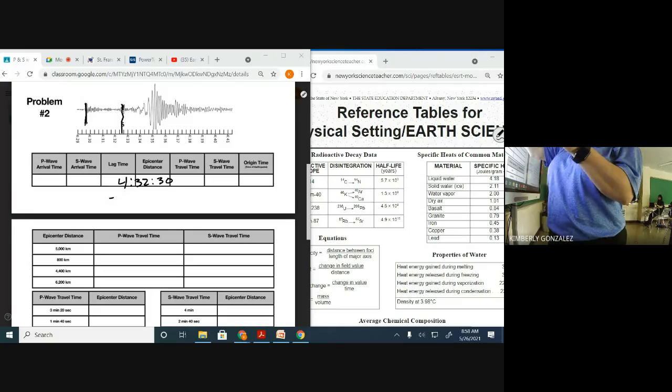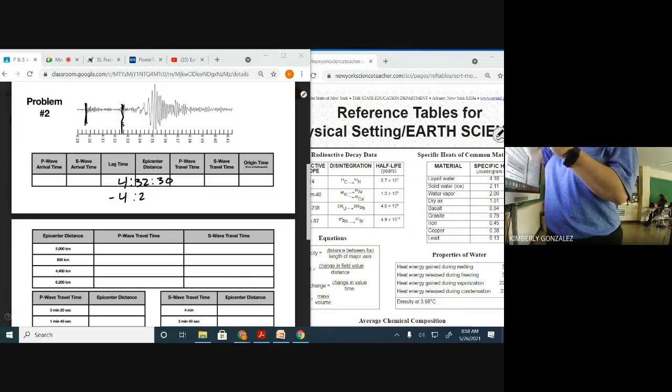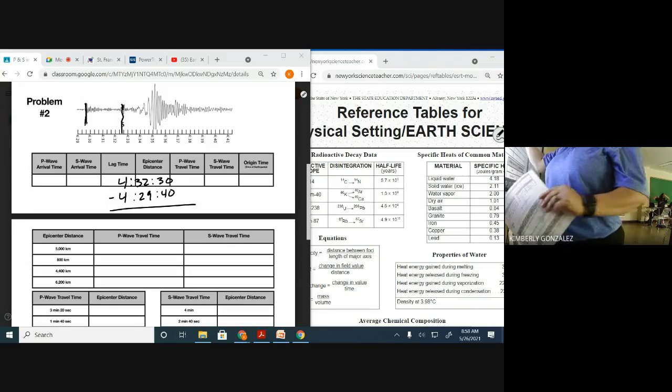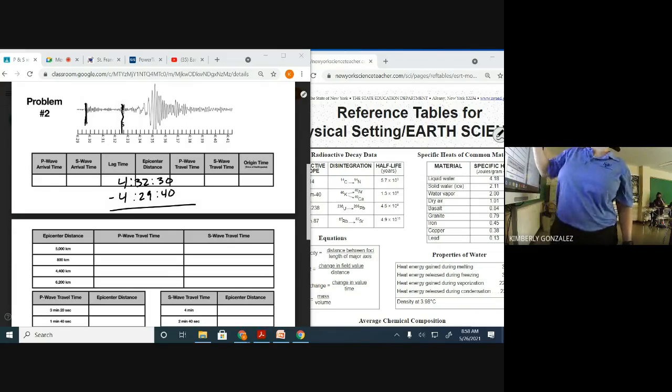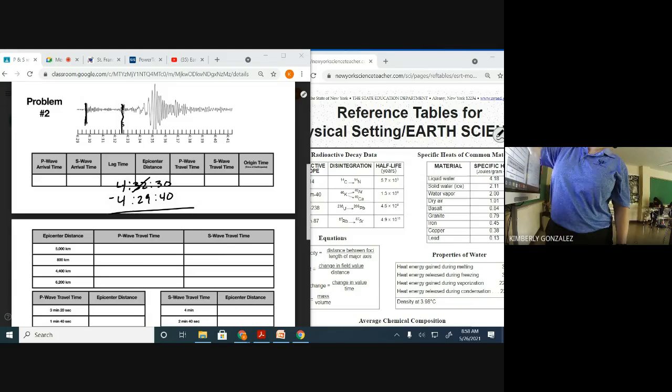4:32:30 minus 4:29:40. Right? We have to borrow a minute from here and make that 31. Okay, I love when things work. 31. Right? So if we make that 31, then you make this more.